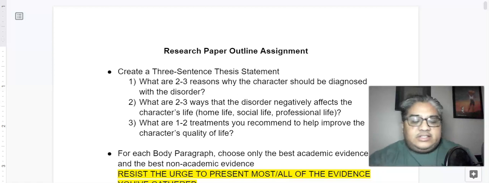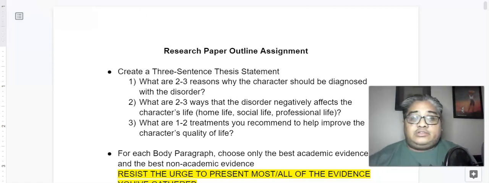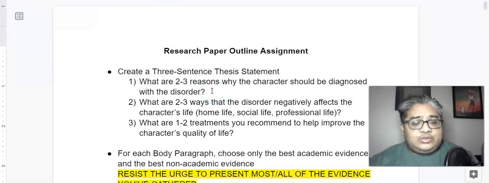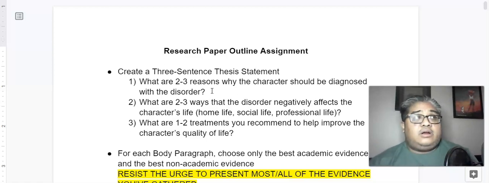Question number 1 essentially is, what are 2 or 3 reasons why the character should be diagnosed with a disorder, the fictional character that you've chosen to write about, and the disorder that you've been researching, right? I know a lot of you have been doing research on disorders where there are more than 2 or 3 symptoms in order to diagnose somebody with a disorder, or 2 or 3 symptoms that are associated with a disorder that you've been researching.